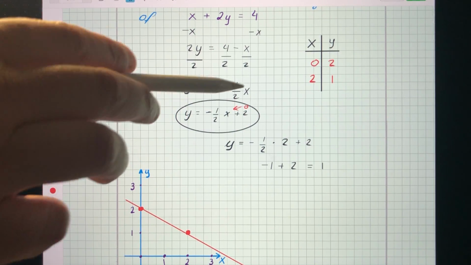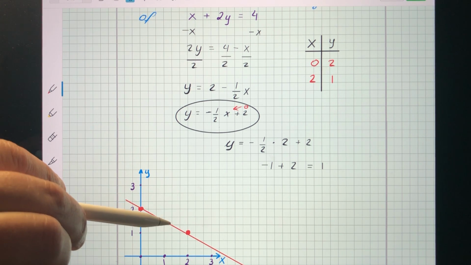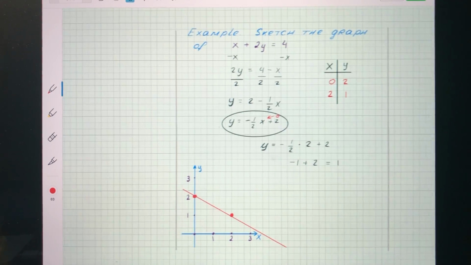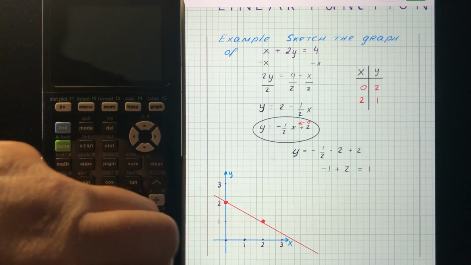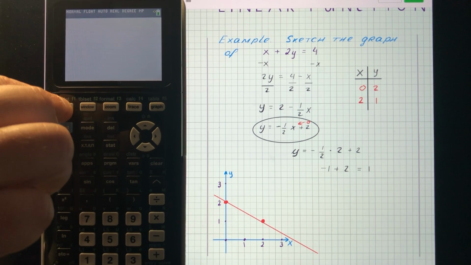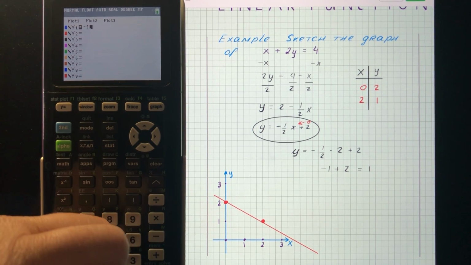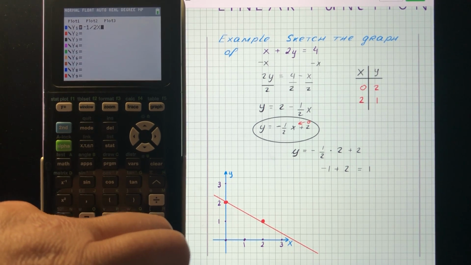And this is how to use the table to get the 2 dots to make a sketch of a linear function. And this is it for this video. We can also check the work using the calculator. Let's do that really quickly. So using the calculator, we can go to the y equals and type in this equation just the way it is. Negative 1 divided by 2 x plus 2.